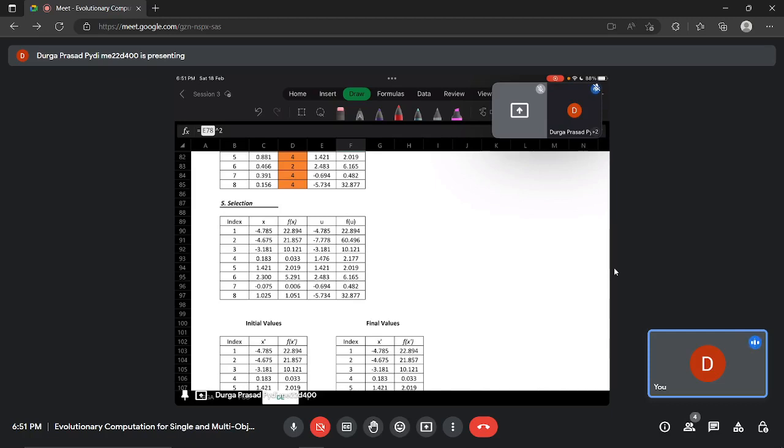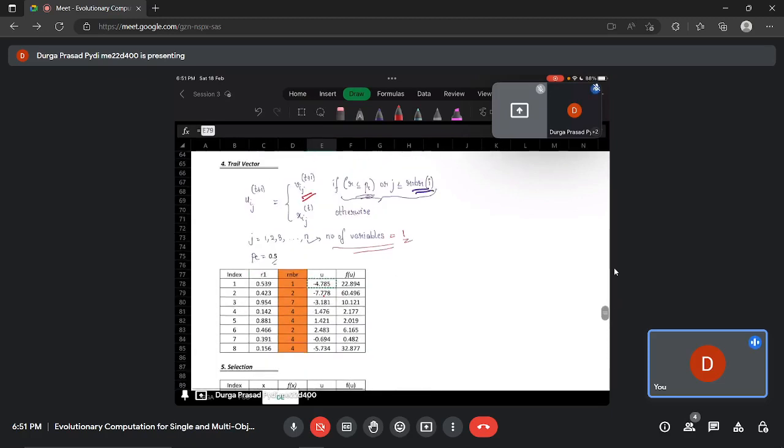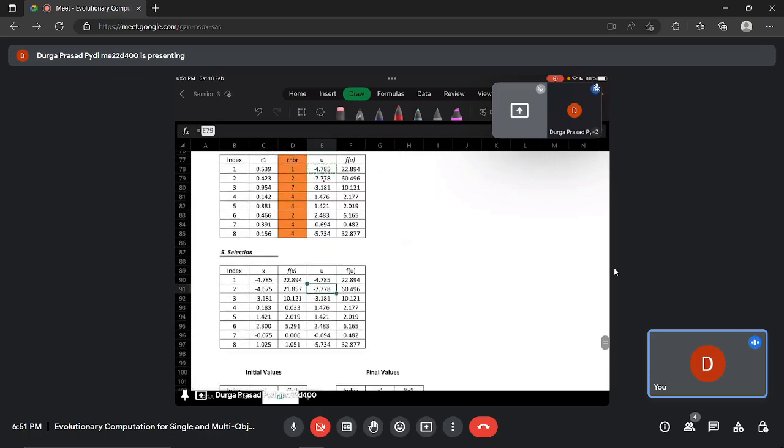In this, the selection operator is essentially a bit greedy, in the sense you always choose only the ones which are best. In the sense, for the first index, these trial vectors, as you can see, will only be selected if the function value is minimum. We will see that here.